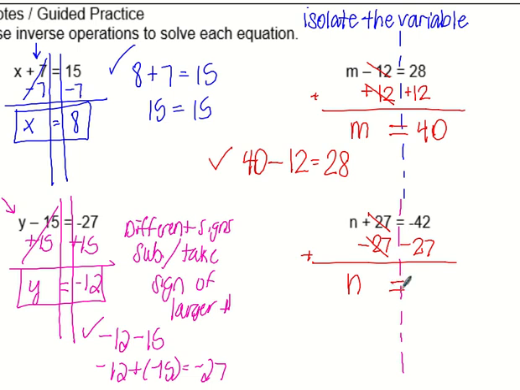You can just cancel them out. Negative and a negative, same signs, add and keep. So 7 and 2 is 9, 4 and 2 is 6. Negative and negative, keep it. So n is negative 69. Check your answer.